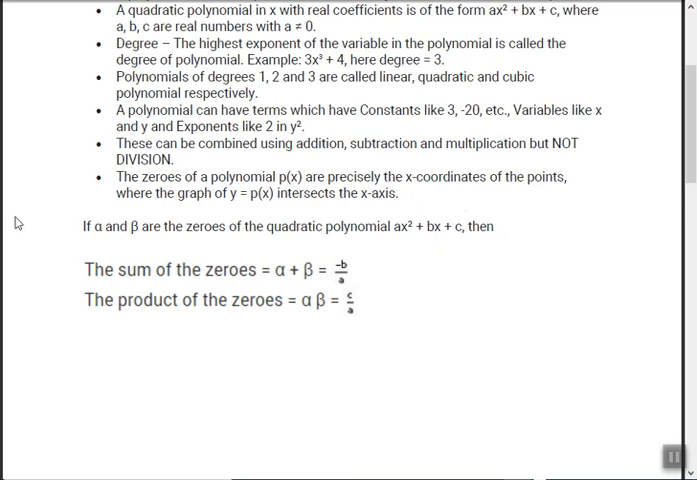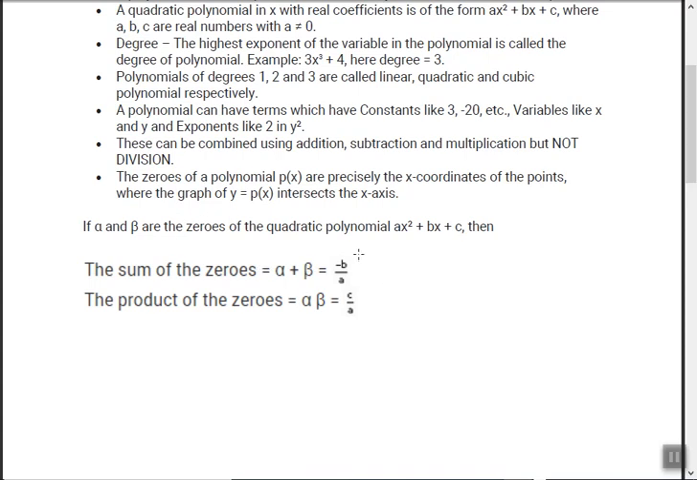Now if you substitute alpha in place of x, then you should get the answer as 0. If you substitute beta in place of x, then you must get the answer as 0. Then these are called roots or zeros, which satisfy the equation.